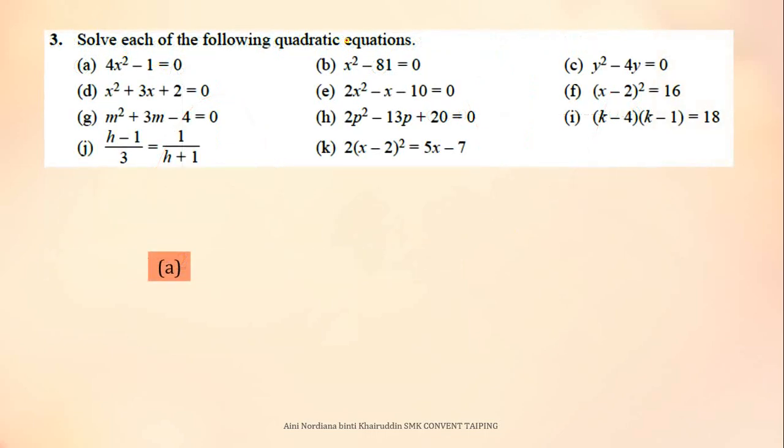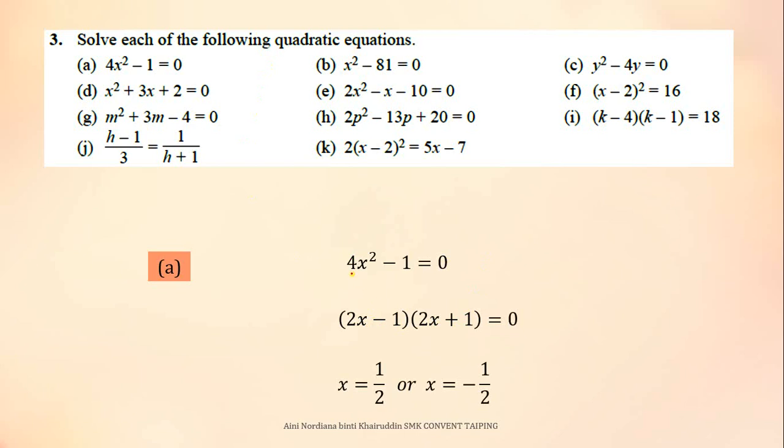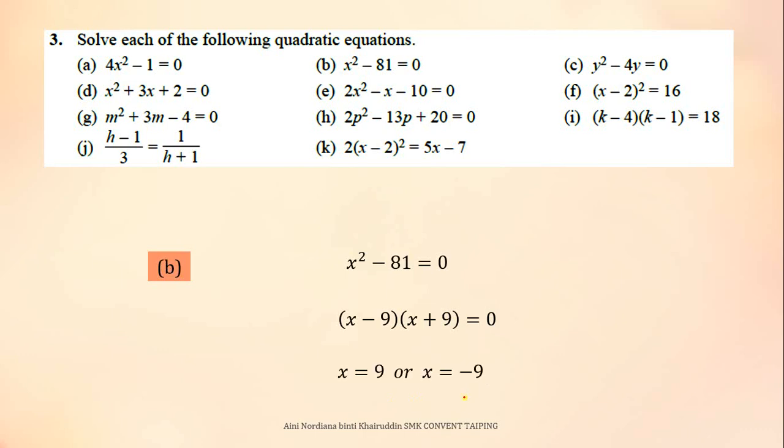Solve each of the following quadratic equation. So use a factorization method. So for number 1, factorize this equation. Then these are the values for x: 1 over 2 and negative 1 over 2. For B, so this is the answer, 9 and negative 9.